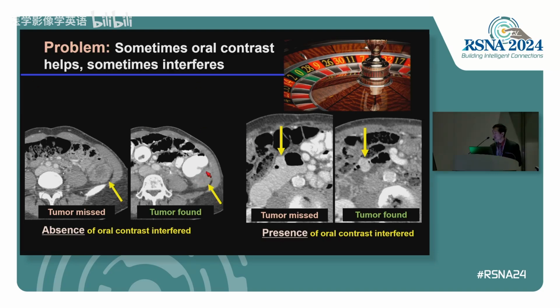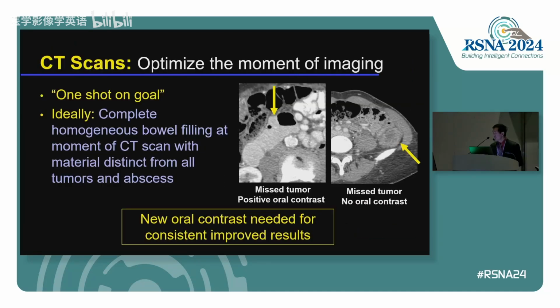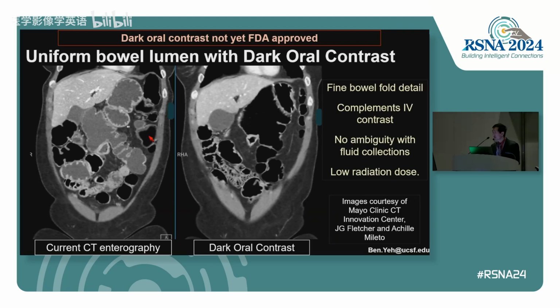to find hypovascular lesions, but then at other times the oral contrast will prevent us from seeing the bowel wall and prevent us from finding the hypervascular lesions, such as neuroendocrine tumors that we saw with Dr. Dane and Dr. Fletcher's presentations. These are a constant problem, and again, we want complete homogeneous bowel filling, but we don't want the material inside the lumen to look like a tumor or to look like blood vessels.